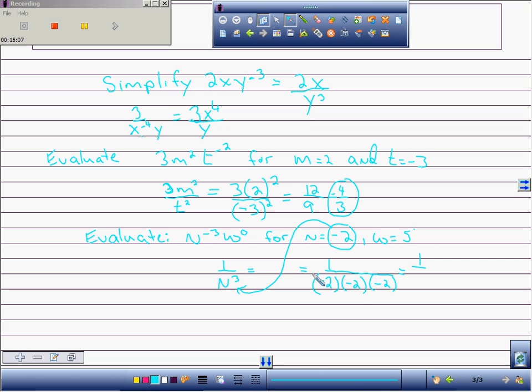What's negative 2 times negative 2? 4. Times negative 2 again is negative 8. So the answer is 1 over negative 8, or just negative 1/8. So that's kind of a tricky one. When you raise something negative to an odd power, it ends up being a negative number. If it's to an even power, it always ends up being positive.